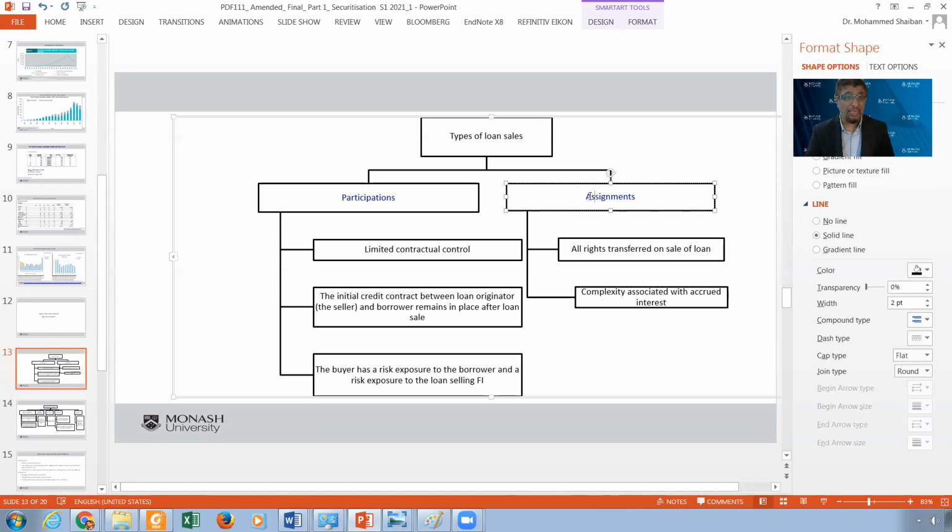Now, assignment is different. It is the same process of selling, but the credit risk will be the buyer's responsibility. Of course, they will sell the loan cheaper.